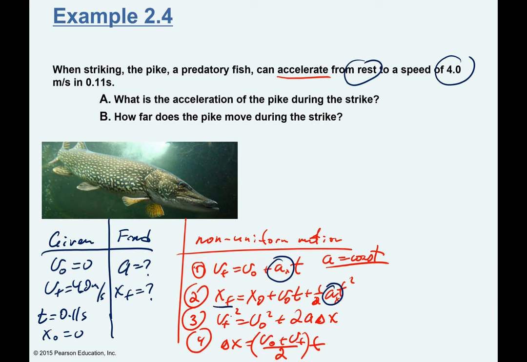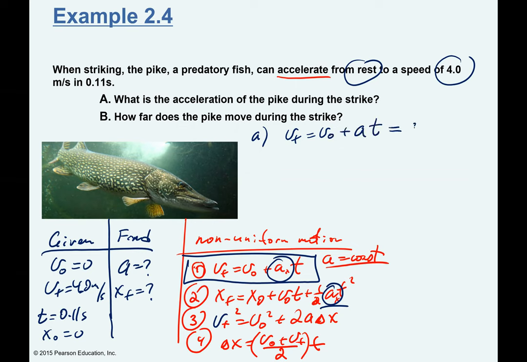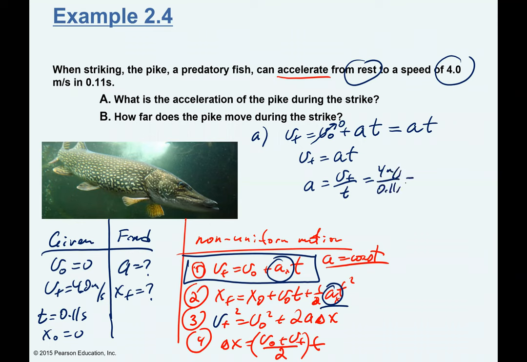Equation 2 has X final, another unknown along with acceleration. That means again we cannot use this, so we ignore this equation for solving for acceleration. That leaves acceleration in equation 1, V final equals V initial plus Ax times T. Clearly we have all of the other terms except acceleration. So for part 1, V final equals V initial plus A times T. This is equal to just A times T because V initial here is 0. That's how I indicate that something is 0, sort of like an arrow indicating this term is 0. That means V final equals A T, or A equals V final over T. So it's 4 meters per second over 0.11 second, and I solve for the acceleration, which is 36 meters per second.